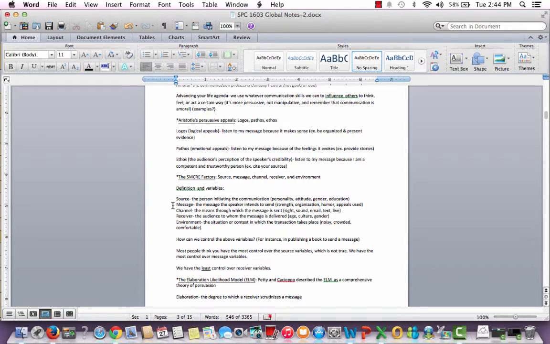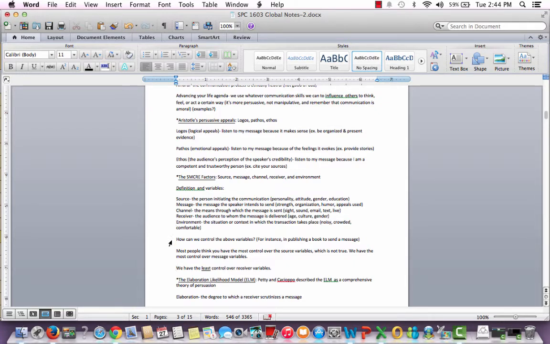For the channel, this is the means through which your message is sent. It can be sight, sound, email, text, live. For the receiver, this is the audience to whom the message is delivered. So there's age, culture, and gender, which are some variables that affect it. For the environment, this is the situation or context in which the transaction takes place. And of course, it can be noisy, crowded, or a number of other different variables.